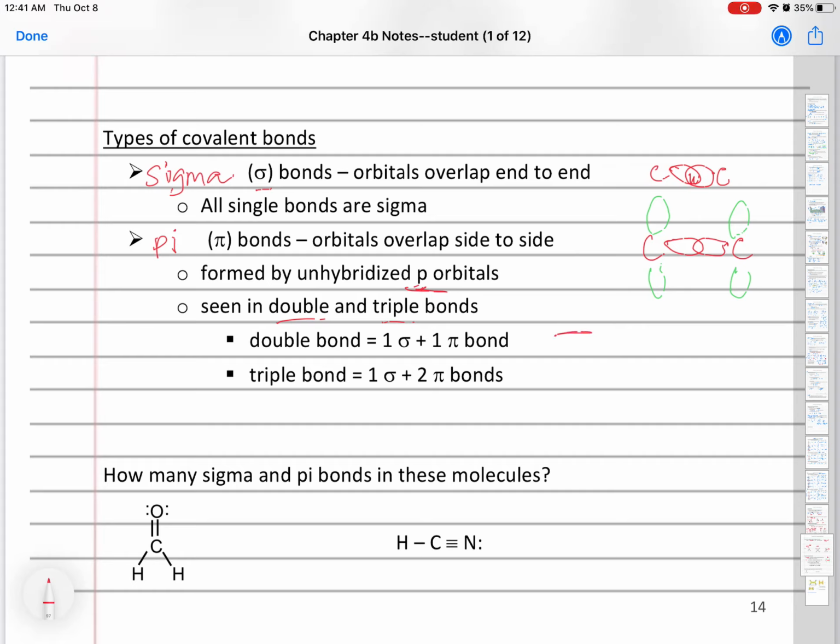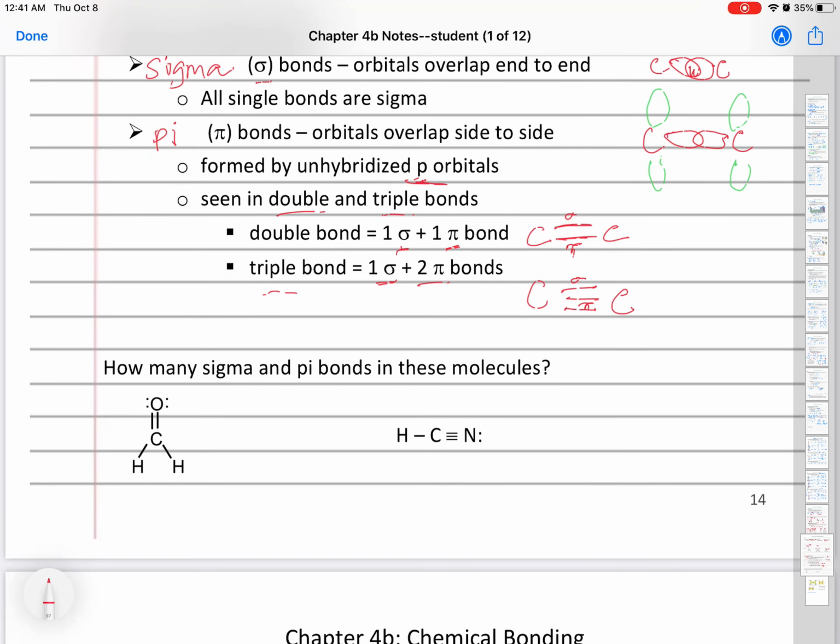double and triple bonds. So if you have, let's say, a carbon-carbon double bond, one of those bonds is a sigma bond, and the other one is a pi bond. If you have a triple bond, one of those is a sigma bond, and the other 2 are both pi bonds. Okay, so all single bonds and one of the bonds in double and triple bonds are sigma, and any additional bonds beyond a single bond are made up of pi bonds.